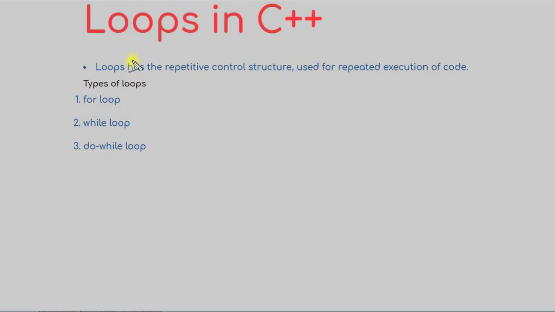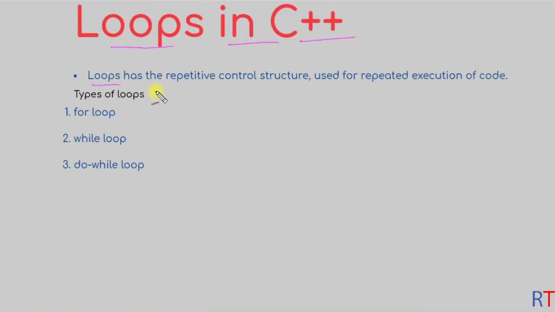Hey, what's up guys? In this video we're going to talk about loops in C++ programming. Loops are a repetitive control structure used for repeated execution of code. The types of loops are, first you have the for loop, while loop and do while loop. And all of those different loops are used to repeatedly execute a certain portion of the code.